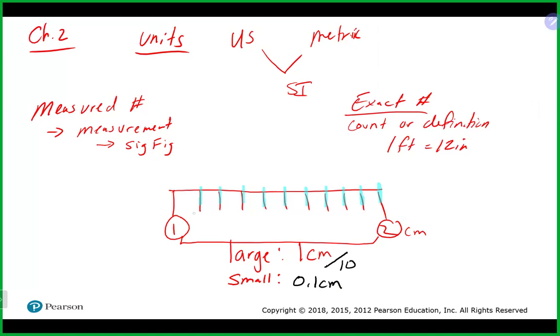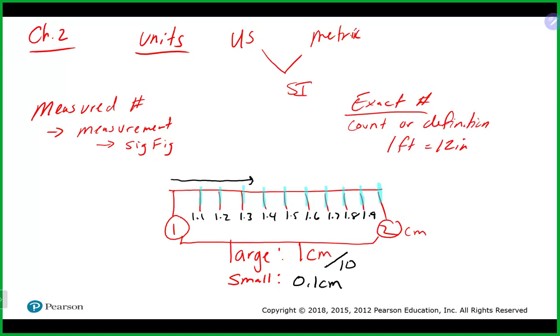Again, this would be 1.1, 1.2, 1.3, 1.4, 1.5, 1.6, 1.7, 1.8, 1.9, and a 2. And that is always the two things you want to figure out when you're taking a reading. And it does change depending on the piece of equipment that you're using.